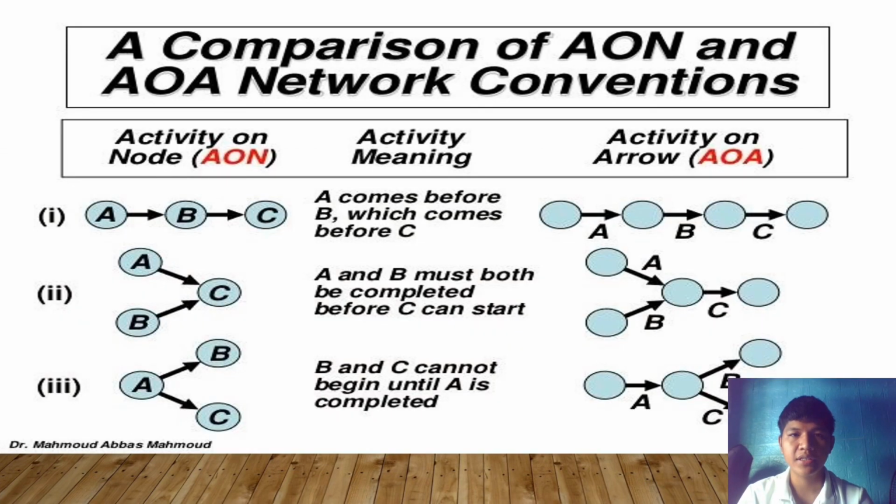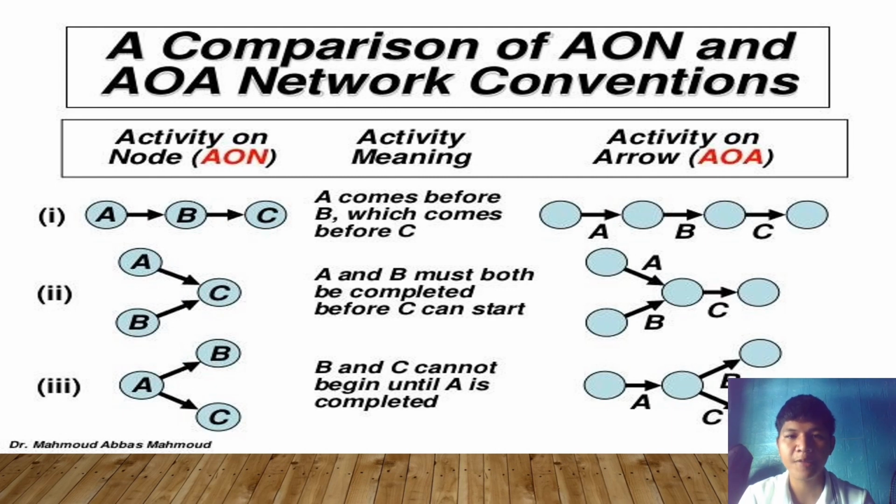So the next topic is a comparison of AON and AOA network conventions. In this slide, we are comparing two network conventions used in project management or system analysis, activity on node and activity on arrow. When we say activity on node, this method represents activities as nodes or circles and shows the sequence of activities in project planning. The nodes are connected by lines that indicate the flow and dependencies between activities.